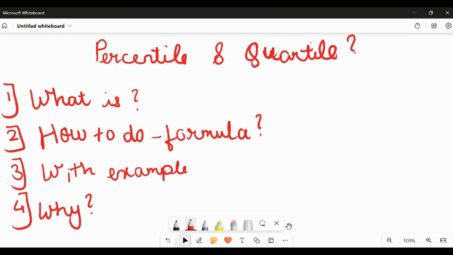Welcome to Data Discovery. In this video, we are going to see the concept related to percentile and quantile. So, what is this percentile and how to do it with the formula? What is the formula for the percentile and the quantile? We will also do examples and see why to learn percentile and quantile. Everything that we are going to see in this video. So, let's get started.